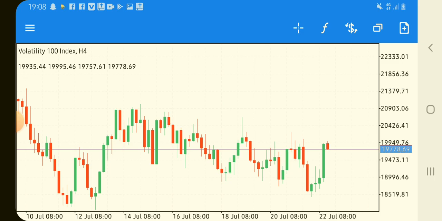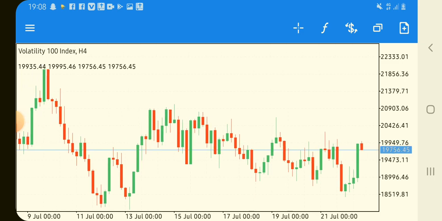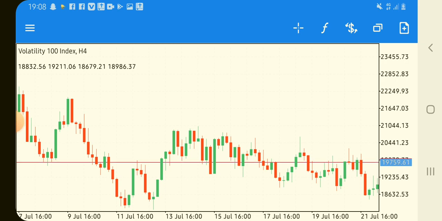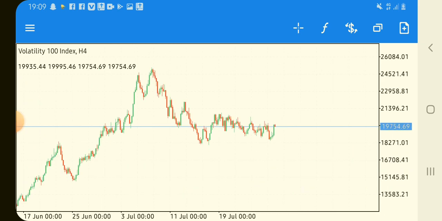So the point of consolidation looks like this. I would advise you not to trade in a range market. As you can see, this market has no direction on whether it wants to move upwards or downwards. It's just moving sideways, and hence it is called a ranging market. So let's go back.